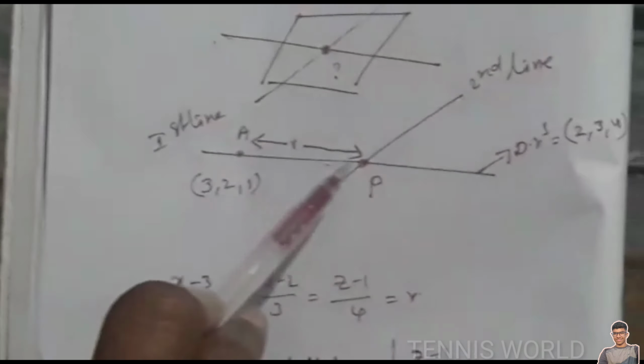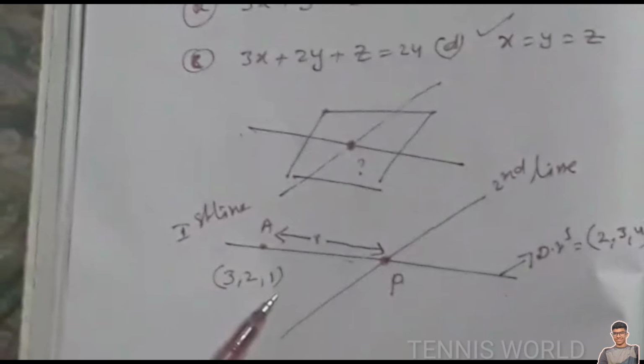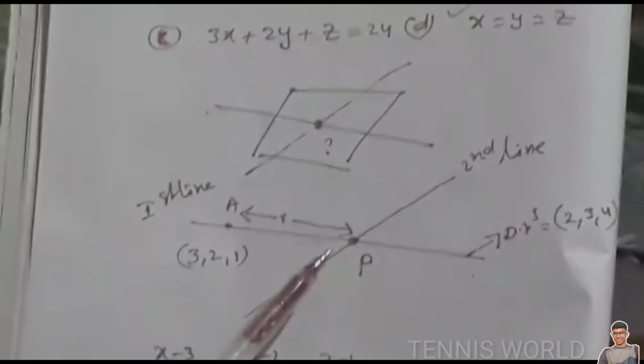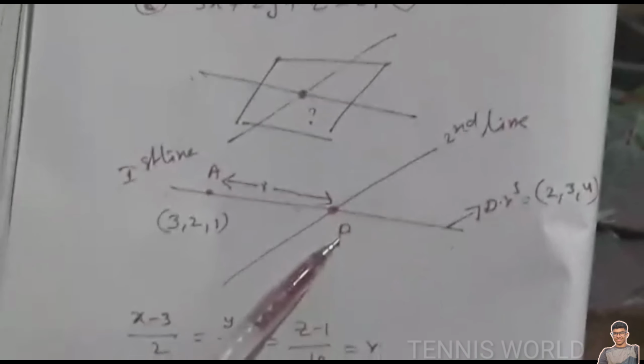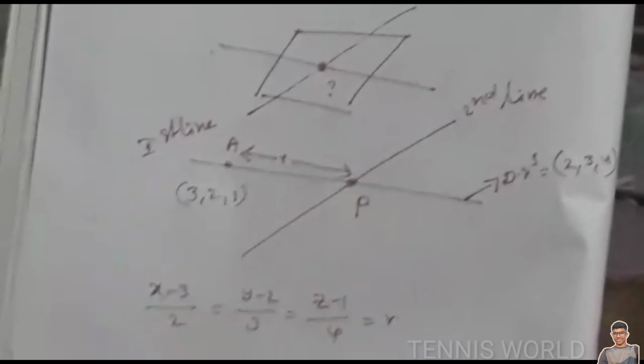How to find it? This is the first line, and this is the given second line. In the first line, the point 3, 2, 1 is the point which lies on the first line. I am taking point P as the point of intersection of the first line and the second line. That I am going to find out first of all.